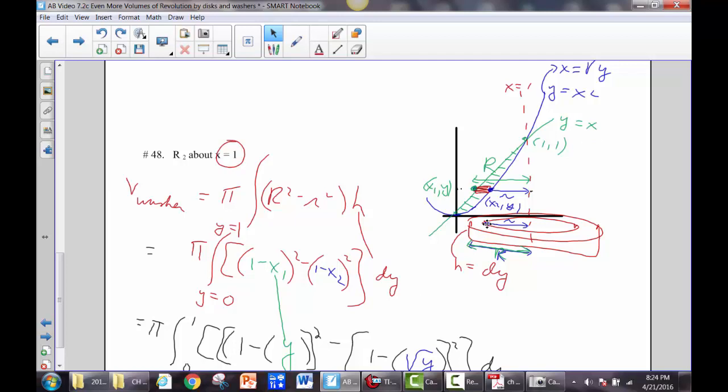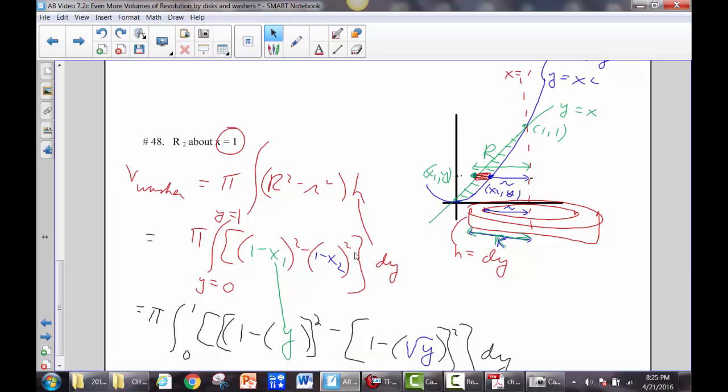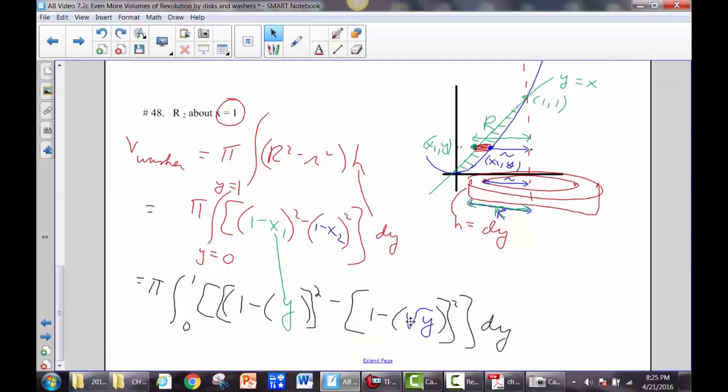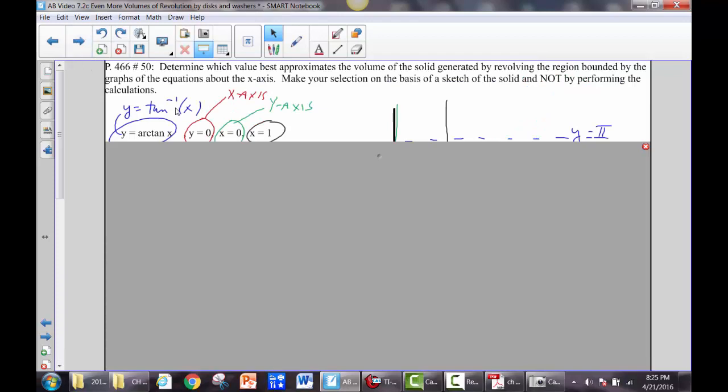Now the small radius is this blue region right here, which will be 1 minus the x-coordinate on the blue curve. Well, the blue curve is y equals x squared, which means x equals positive root y. As you can tell, these are all above the x-axis, so I can replace that x by root y. Drawing is important.